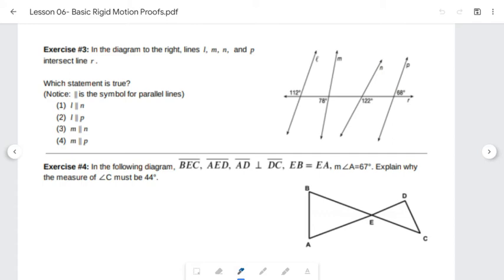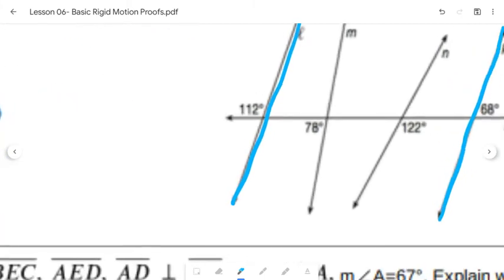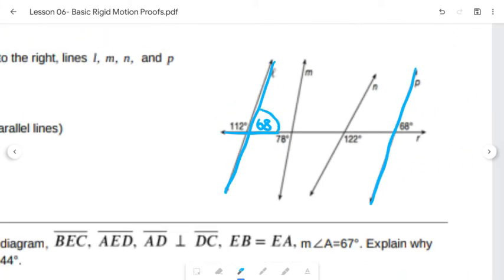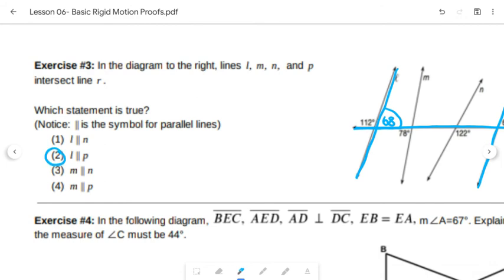But if I'm looking at this picture, I probably would want to start with the ones that kind of look the best. Now, I have to look at it, but I can't say that would be my reasoning. What I can say is that angles on a straight line like this have to add up to 180. So I know that this angle would be 68 degrees. Well, if I look where the angle is here, we have one inside and one outside the parallel lines, but along the same side of this transversal. So those are corresponding angles. So line L would be parallel to line P.